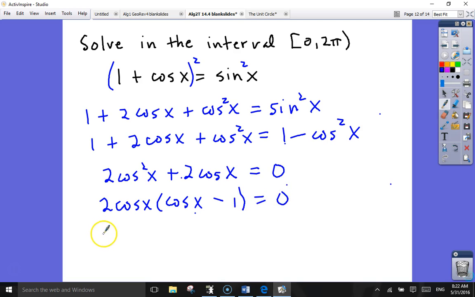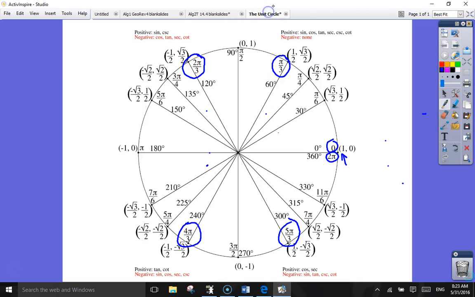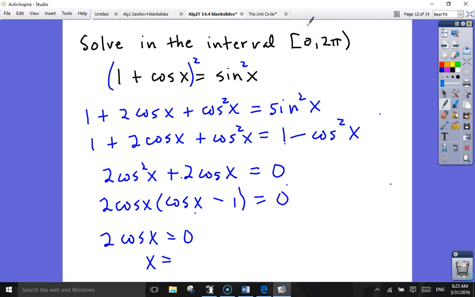So either 2 cosine x equals 0, which means x equals, at what angle does the cosine equal 0? Look at the unit circle. Where is the x-coordinate equal to 0? Here, pi over 2 and 3 pi over 2. And since it said in between 0 and 2 pi, that's all we've got to do. So this is pi over 2, 3 pi over 2.